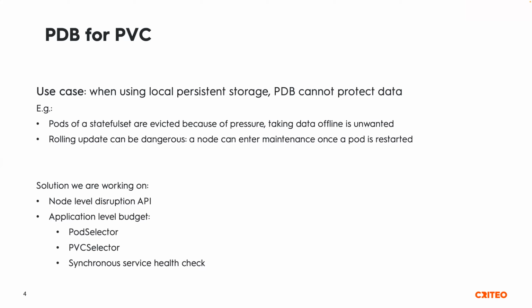Just trying to understand, you have two different approaches. One is node level disruption, the other is application level budget. Is that what you're saying, or you want to use a combination of both?